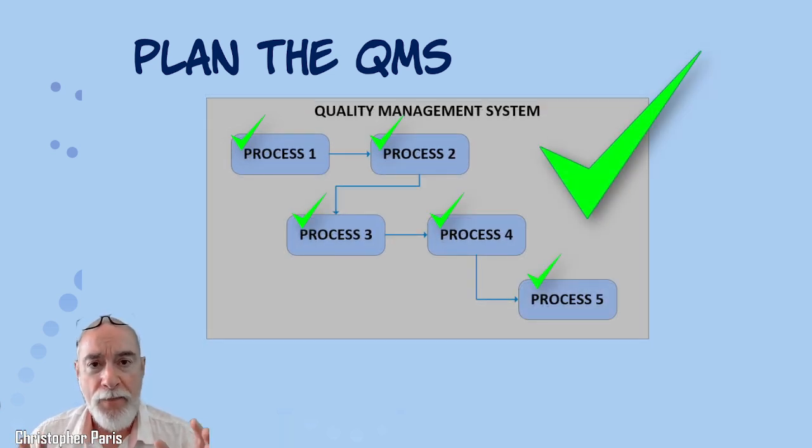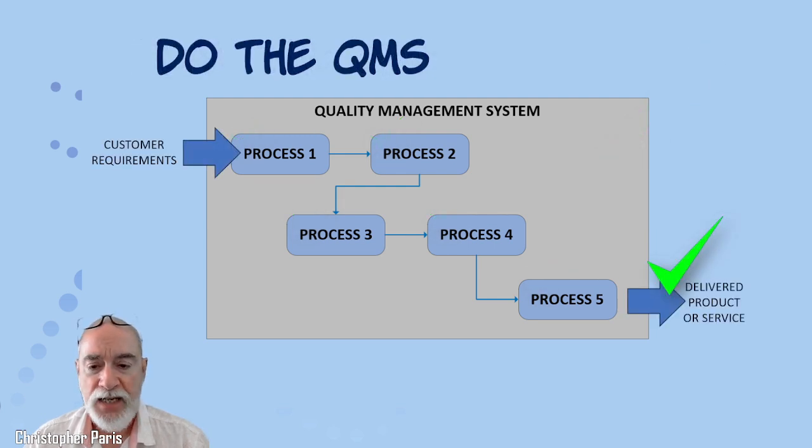Eventually, you're going to map out all your processes, and that will become your quality management system. All right? Again, remember, system is a set of processes. And then you've got your whole system running. Now you're going to do the QMS. That was the planning stage. Now you're going to do it.